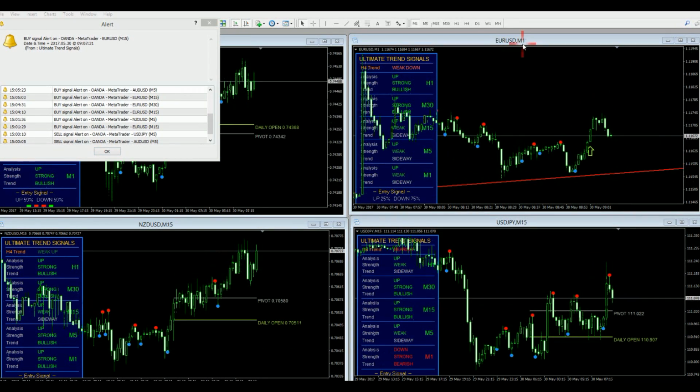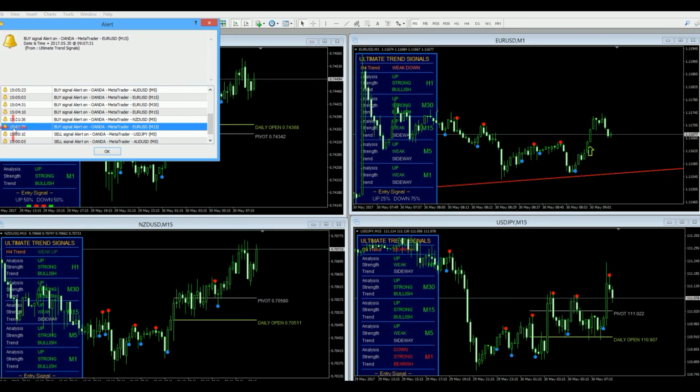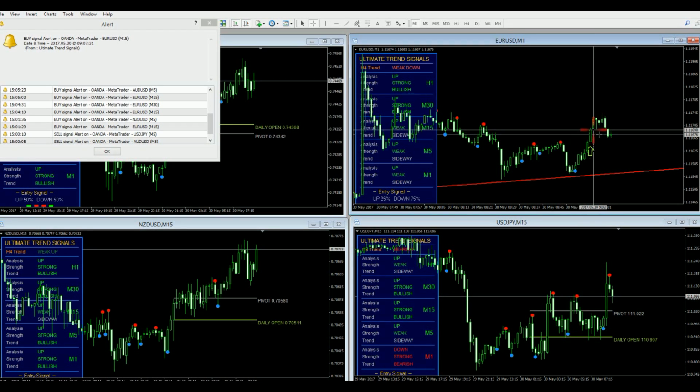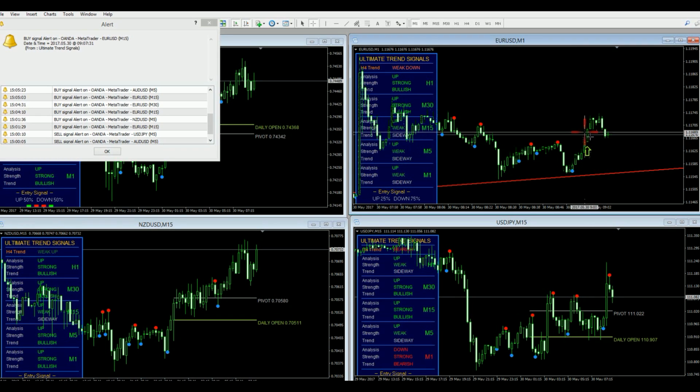Okay guys, just want to show you when exactly we got the signal. If you look back, we got the signal on 15:01, which is my time in my current location, not the MetaTrader time, but my own time on my computer. So 15:01 and 30 seconds, which is pretty much somewhere on this candle. So pretty much after this candle closed, or in the middle of it somewhere.